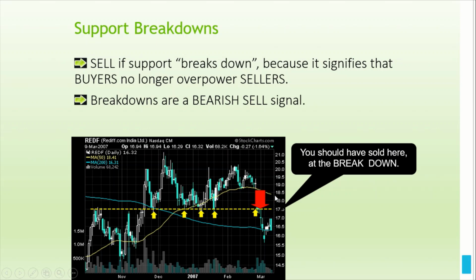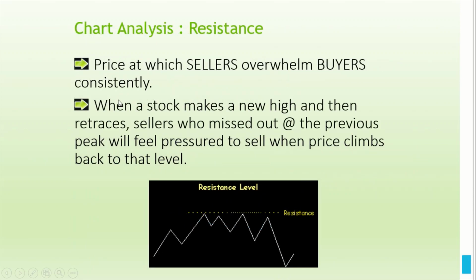Okay, next is the resistance line. Kung kanina the buyers overwhelmed the sellers, this time it's the price at which the sellers, again, consistently overwhelm the buyers. So, hindi pwedeng isang beses lang mangyari. Kailangan meron siyang at least 3 or 4 instances na papalo talaga siya dun sa presyo na yun.